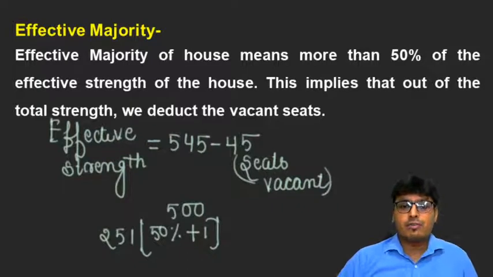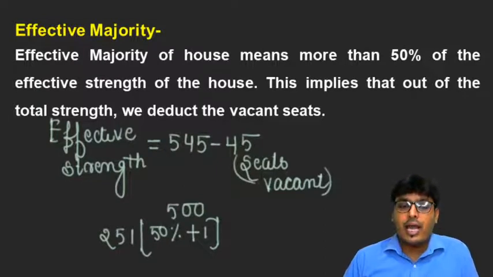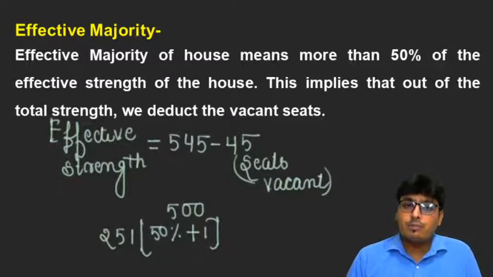That is 251. Now, the effective majority is used in the case of removal of vice president. Okay, we can use effective majority in the case of removal of vice president and removal of deputy chairman of Rajya Sabha, and removal of speaker and deputy speaker of Lok Sabha.